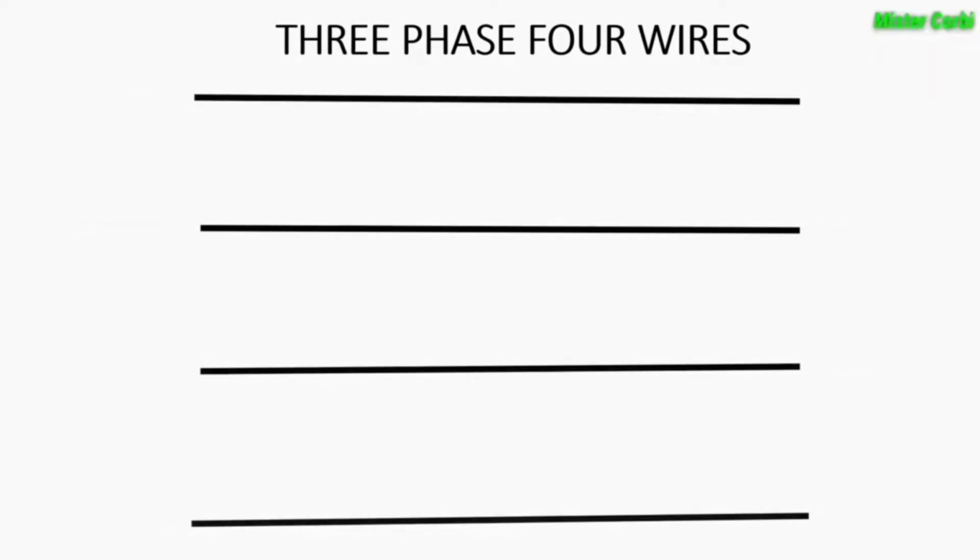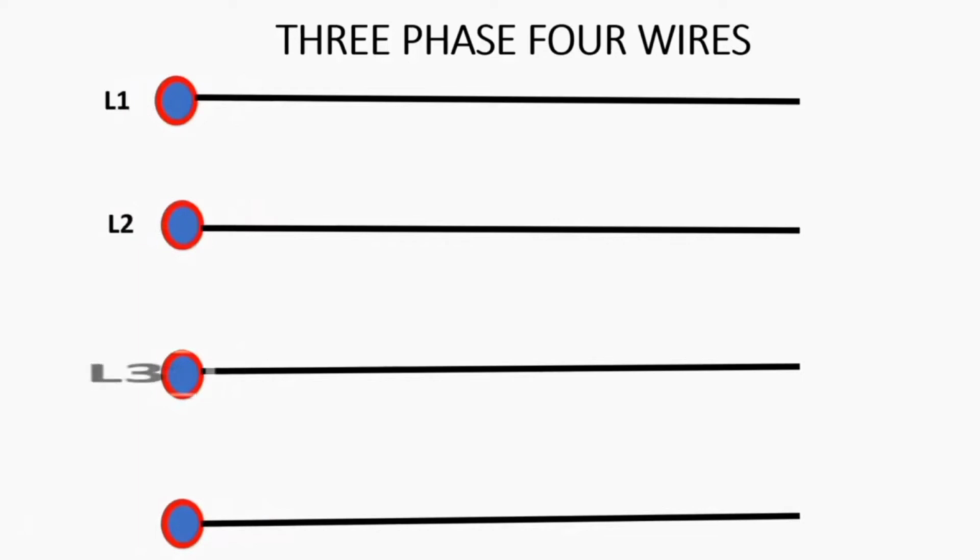Three-phase 4 wires. Three-phase 4 wires is composed of 4 lines: line 1, line 2, line 3, and neutral. Line 1 has 110 volts. Line 2 has 110 volts. Line 3 110 volts and neutral is 0 volt.